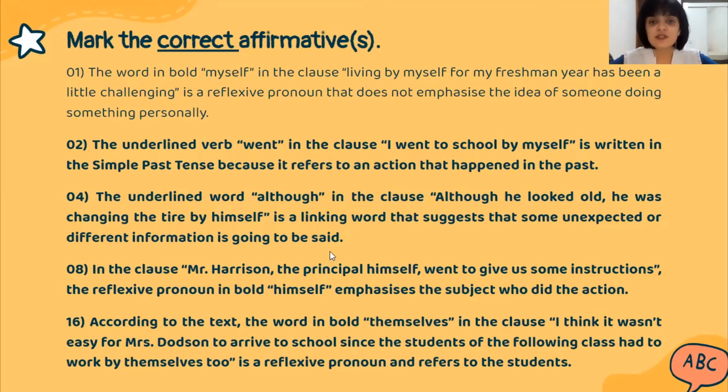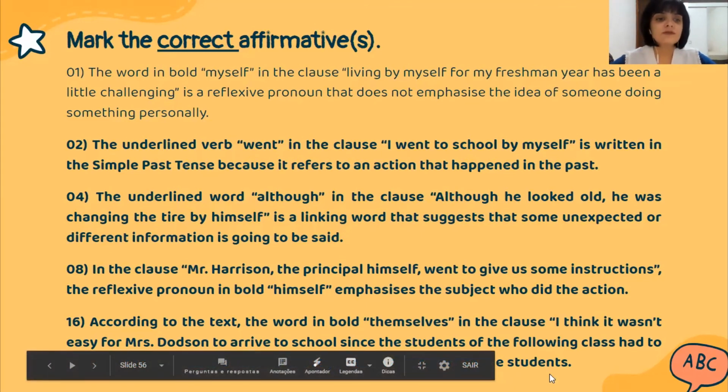Então aqui, essa alternativa também está correta, tá? Porque a conjunção although, ela é uma linking word, certo? Que sugere que algo inesperado ou diferente, uma informação que nós não sabemos, será dita. Então, embora, né, a frase em inglês, although he looked old, embora ele parecia idoso, he was changing the tire by himself. Ele estava trocando o pneu sozinho. Então fica essa informação. Embora ele pareça de um jeito, ele estava fazendo uma coisa que a gente não esperava que ele estivesse fazendo.